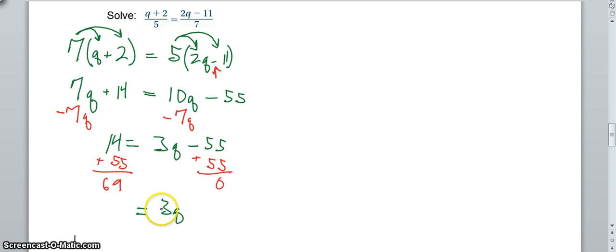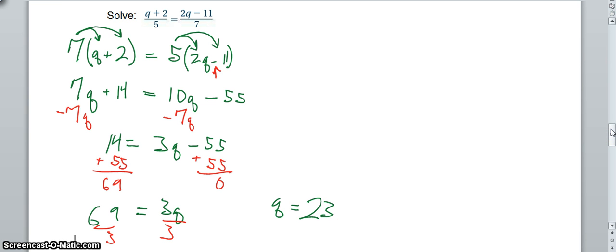So we have 3q drops down on the right side, and we have this 69 from the left side. So now to get my q by itself, I can divide by the 3. We then get that q is equal to, scratch that, 23. Once I write, I'm kind of committed on here. 23 would be our answer.